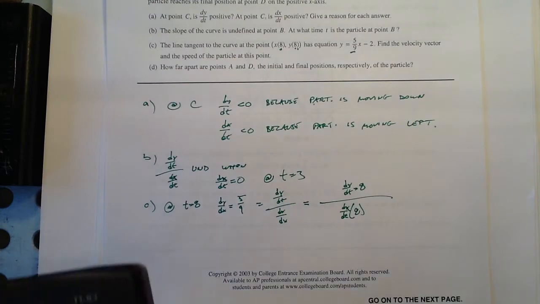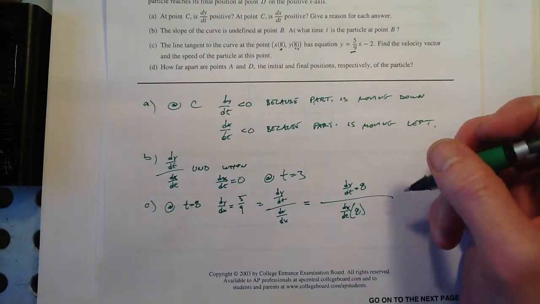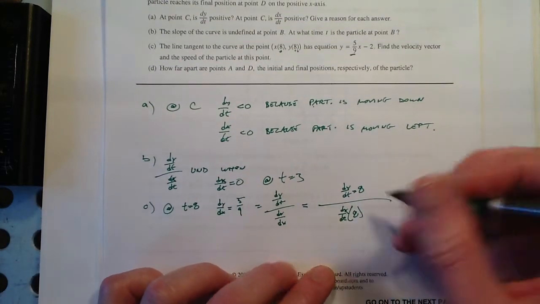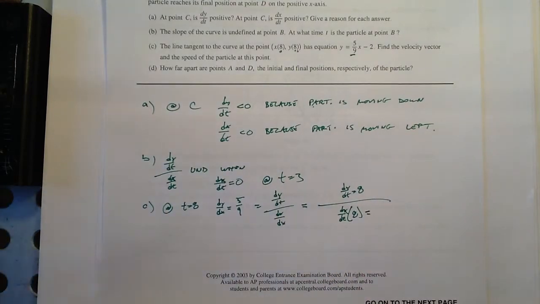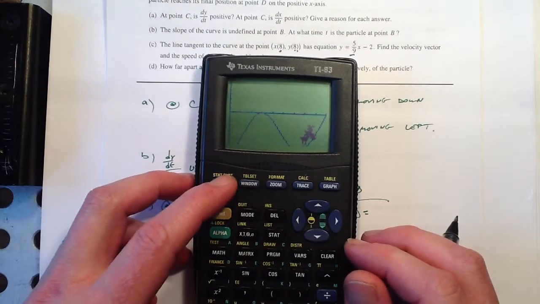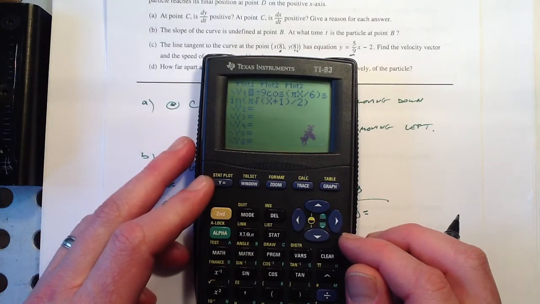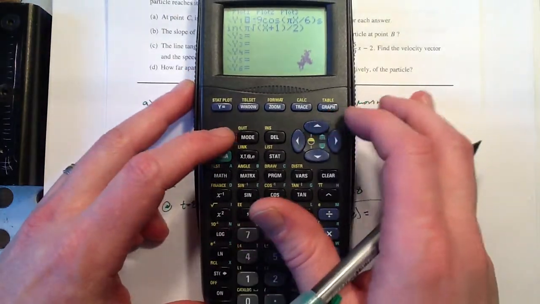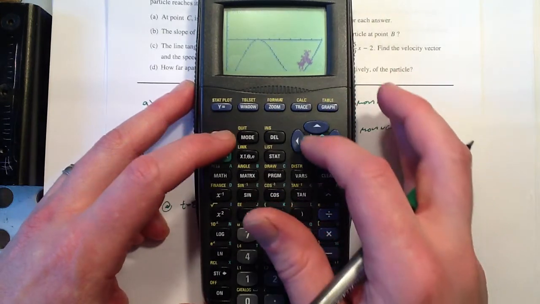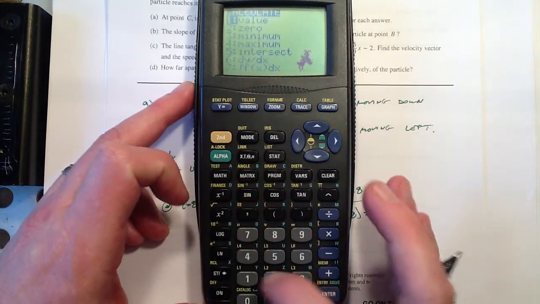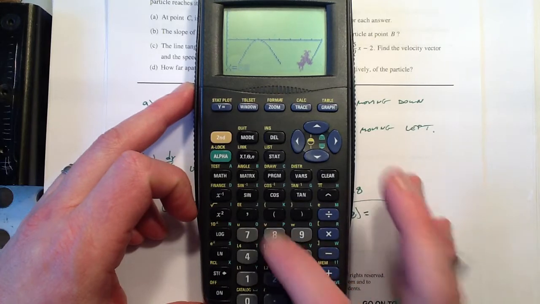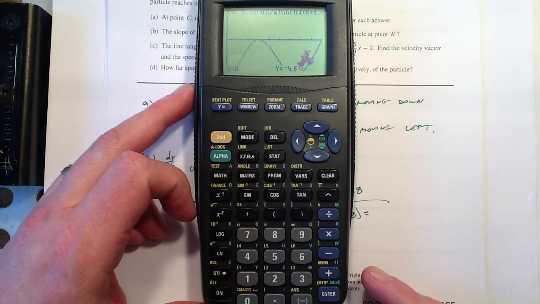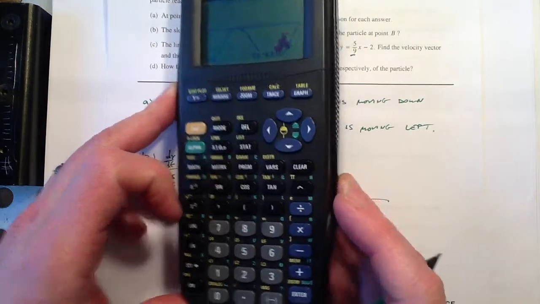So I think I need to figure out what this is. What's dx/dt at 8? So what did I graph here? This is dx/dt, isn't it? So I've already got the graph of that. Awesome. So I can just go back to that graph and do second calculate. I want the value of that at 8. And that's equal to negative 4.5.